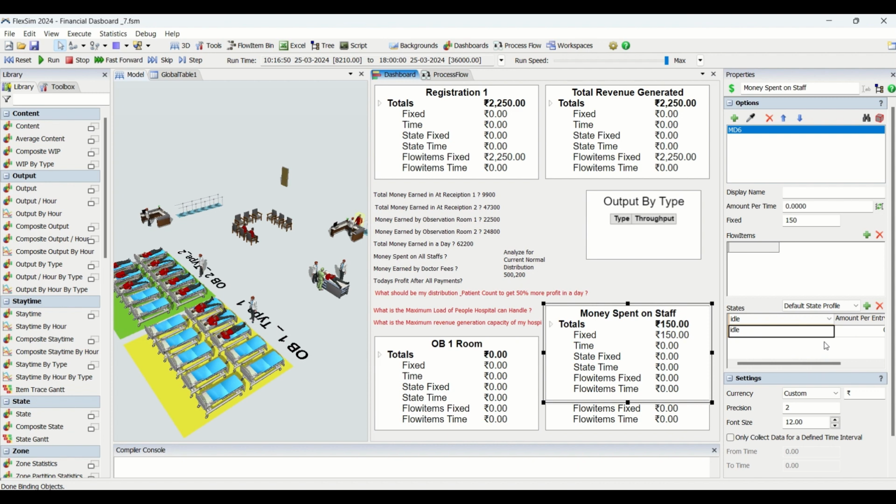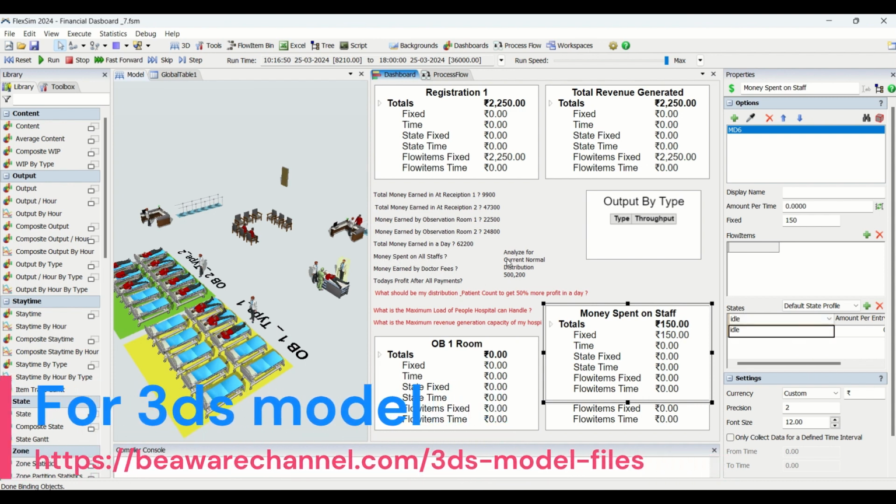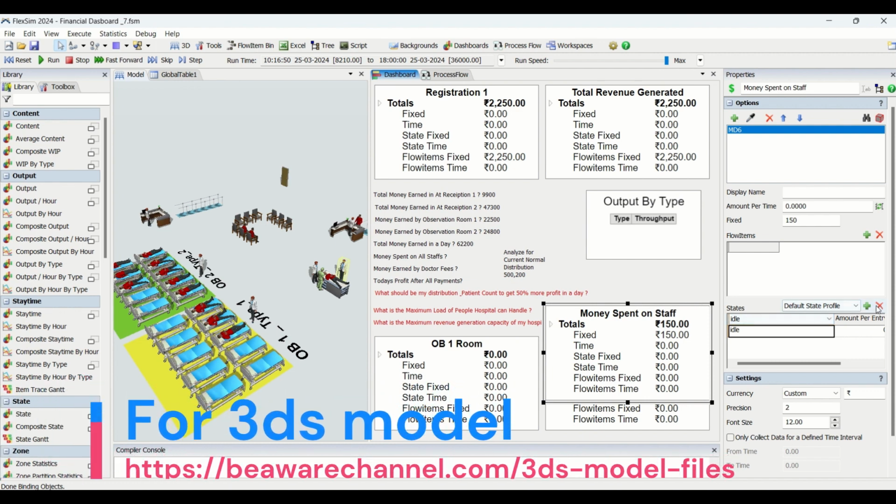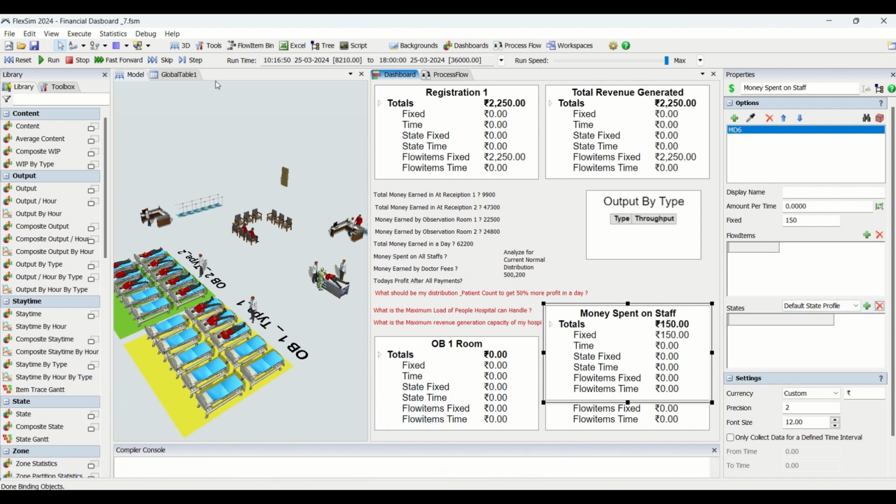So that way, detailed analysis you can do for these people. Okay, so for the sake of this calculation, where we need to find out the money spent on the staff, there are two things which we can do. First thing, let us select all of these medical staff.